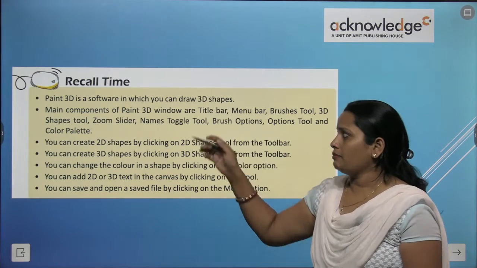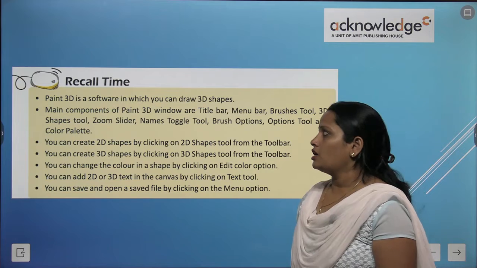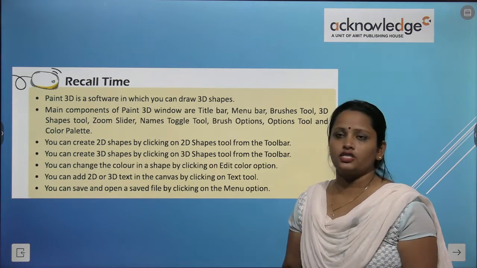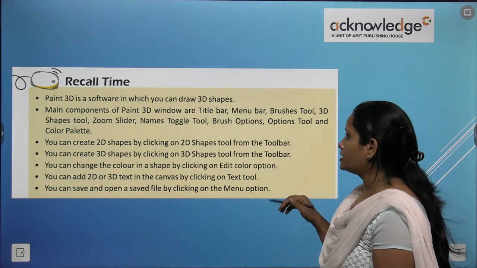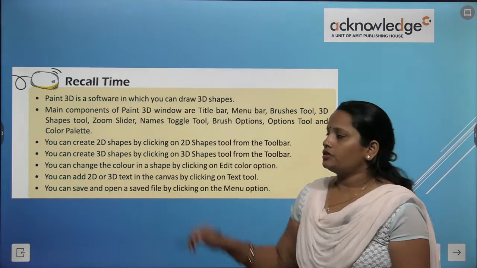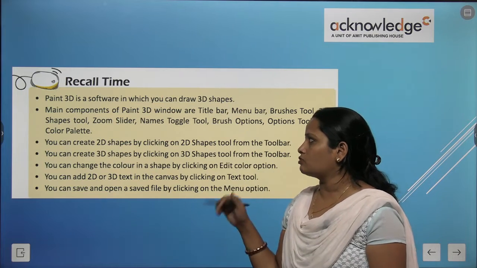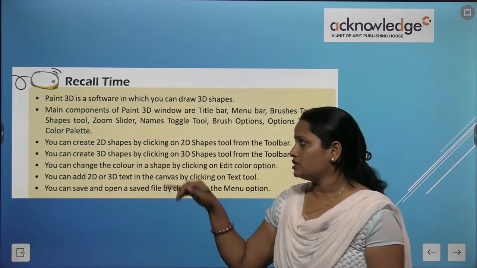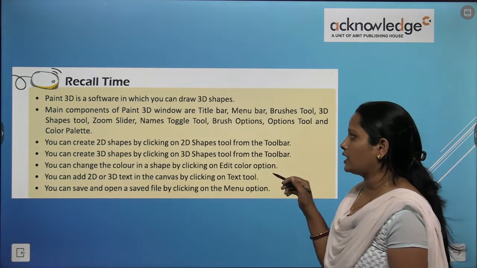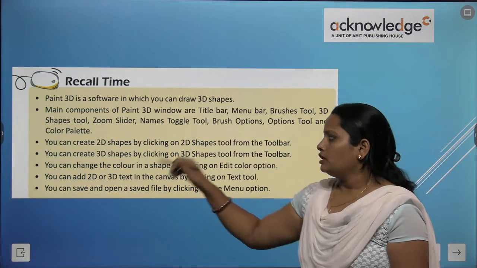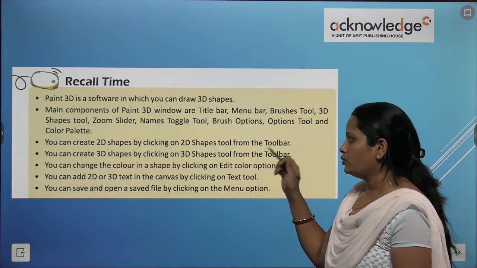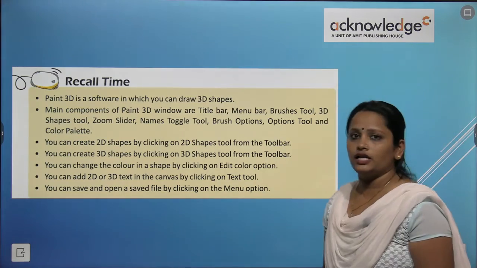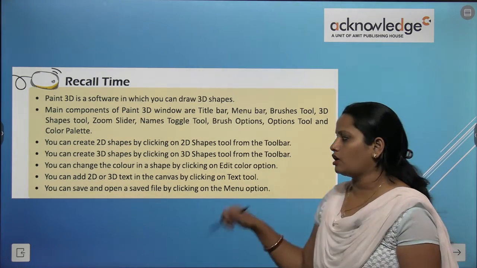Now recall time. Paint 3D is a software in which you can draw 3D shapes. Main components of Paint 3D window are title bar, menu bar, brush tool, 3D shapes, zoom slider, names toggle, brush option, options tool and color palette. You can create 2D shapes by clicking on 2D shape tool. For making 3D shapes, we can click on 3D shapes from the toolbar and you can change the color of the shape by clicking on the edit color option.